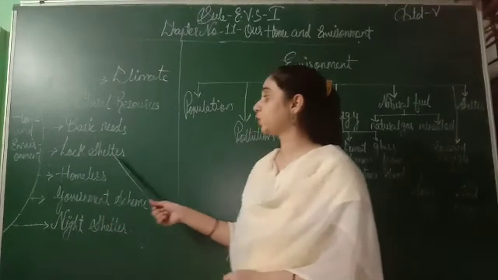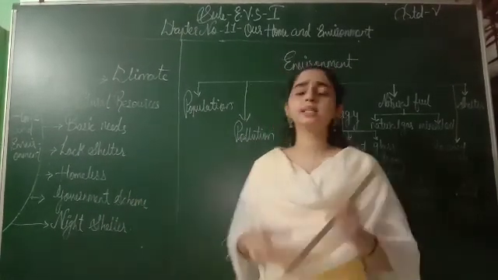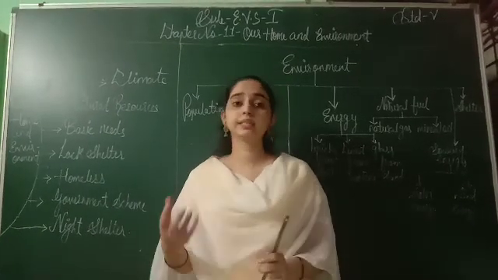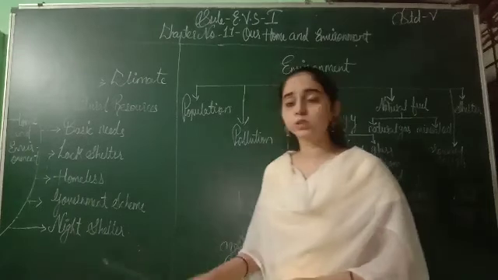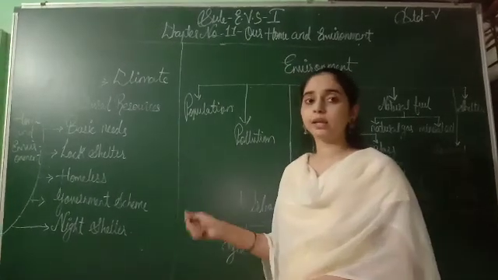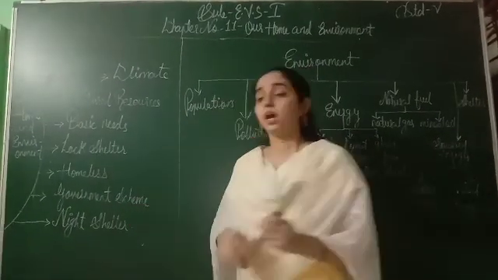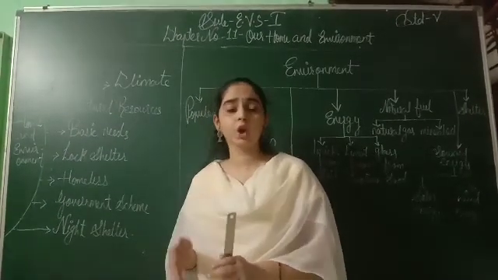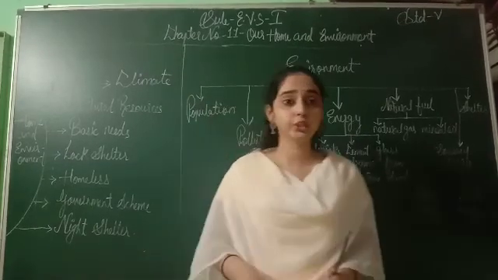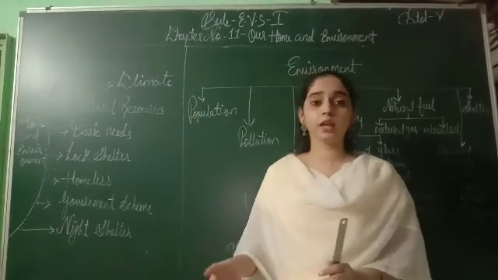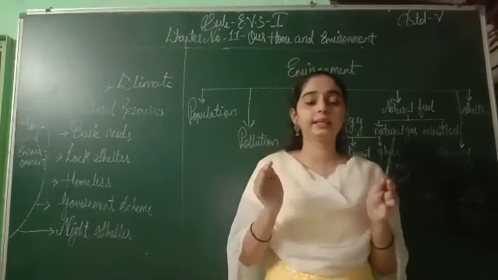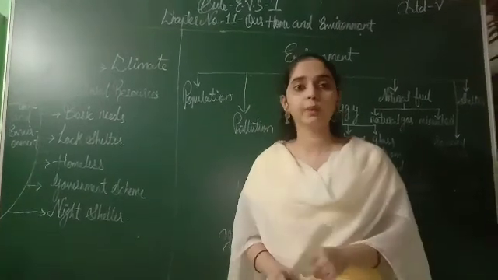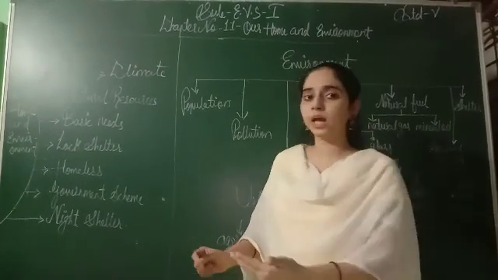Next is lack of shelter. Lack of shelter means there are some people who do not have a proper house for staying or living. They are not having a house. They live outside in open areas like railway stations, bus depots, under bridges, on footpaths or on the road. They use a small hut like a tent and stay there. So lack of shelter is for those people who do not have a proper house and live outside.